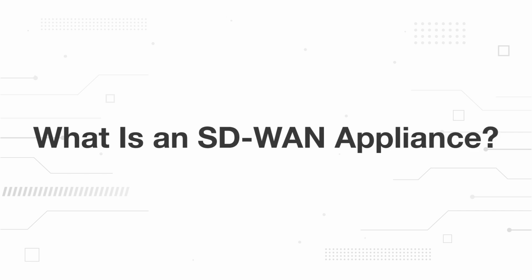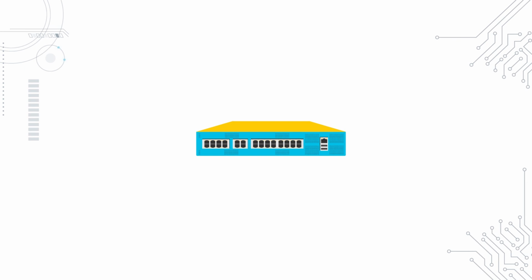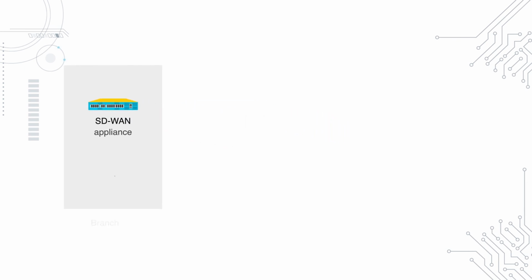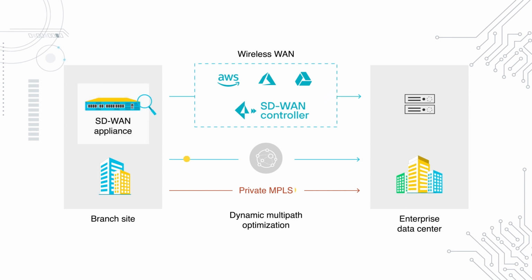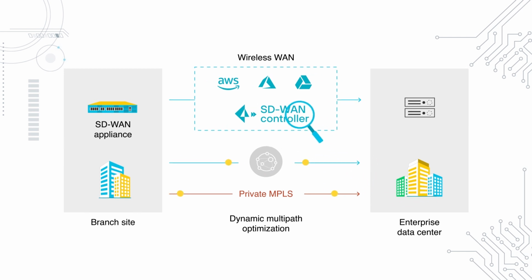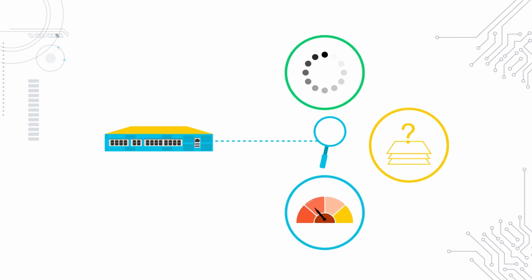What is an SD-WAN appliance? An SD-WAN appliance is a hardware or virtual device that powers the deployment and management of SD-WAN networks. SD-WAN appliances work by creating a virtual network overlay that abstracts the underlying transport services, which allows the appliance to aggregate and manage WAN connections smoothly and efficiently. The core functionality of an SD-WAN appliance is to continuously monitor network conditions like latency, packet loss, and jitter.